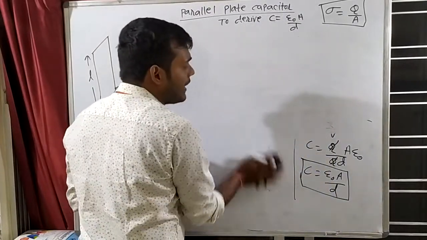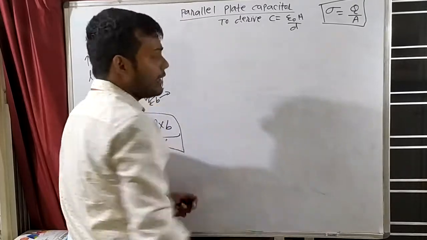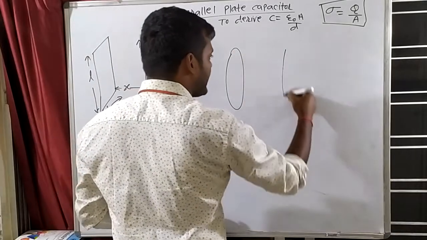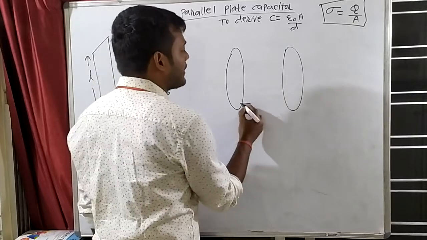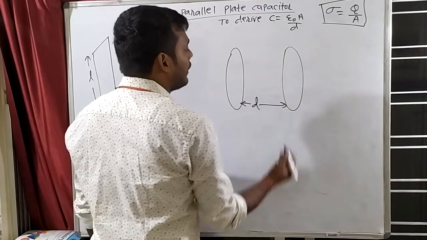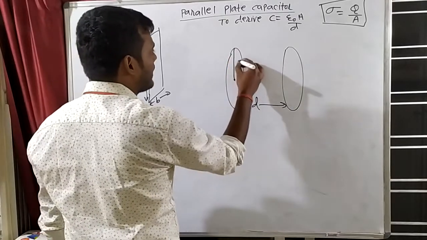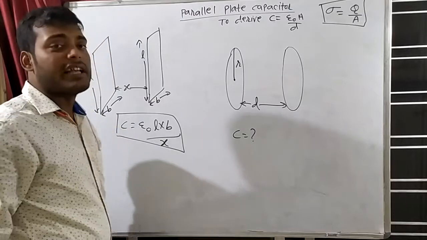For example, sometimes they can give you this type. Suppose that one disc is here and one disc is here. So this is also two plates, separated by some distance, say D. Clear? And let's say its radius is R. Now again I will ask you, what will be the capacitance of this capacitor?